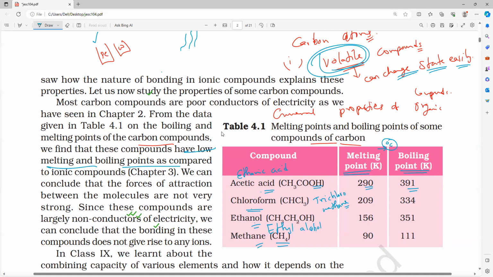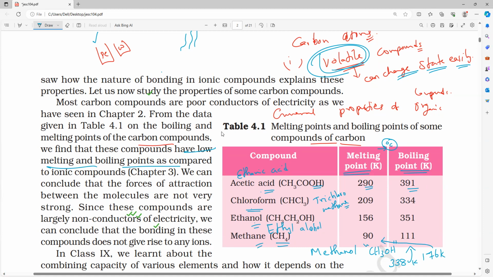Organic common names are very important. Trichloromethane. Clear? Next, methanol. Methanol is the smallest alcohol in the family, so methanol or methyl alcohol. Already we got it in chapter number 1. Am I right, everybody? Methanol, do you remember? Methanol boiling point is 338 and melting point is 168 Kelvin. So please note it. That is also one of the important compounds.